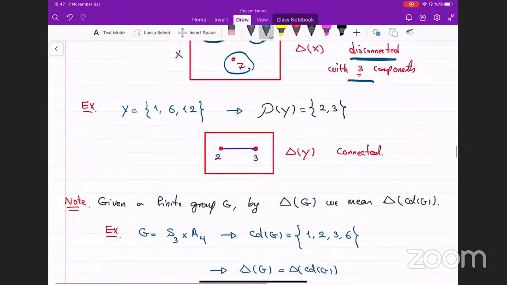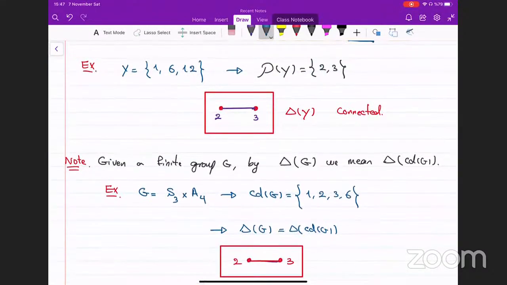Now, another example, I have Y as 1, 6, and 12. So again, prime divisors of this one are 2 and 3. Prime divisors of this one are 2 and 3. I forget 1. So the set of all prime divisors will be 2 and 3, which is rho of Y, which is the vertex set. So my vertices are here, 2 and 3.